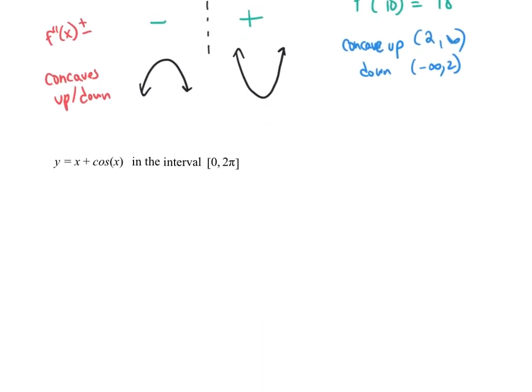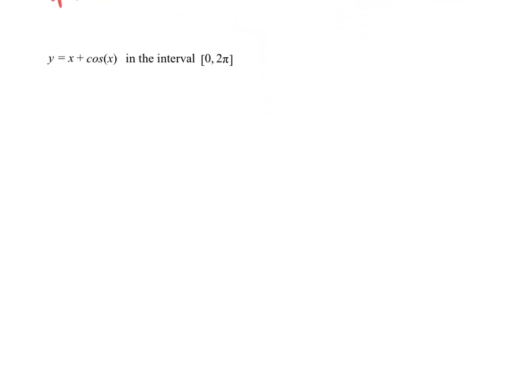So here is a restricted interval one where we're looking at only the interval 0 to 2 pi, which we often do for trig functions. And we're trying to figure out where this concaves up or down. So again, we're going to need two derivatives. So the first derivative is going to be 1 minus sine x. And then the second derivative is going to be negative cosine x, because the derivative of sine is just cosine.